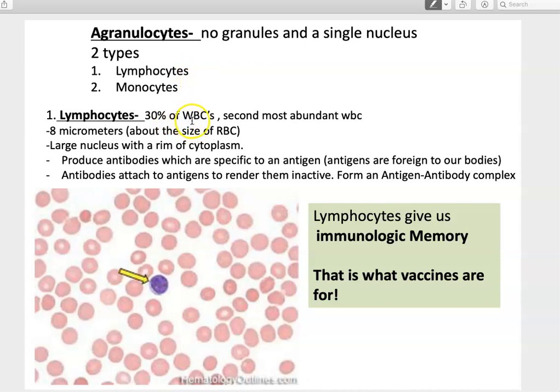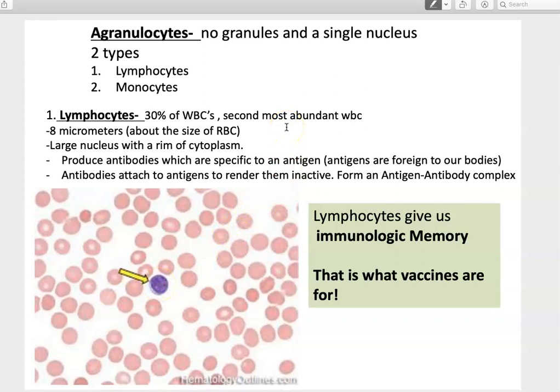About 30% of all white blood cells are going to be lymphocytes. They are small. Remember, a red blood cell was 7.5 micrometers. This is around 8. So these are going to be our smallest white blood cell. These guys have a huge rounded nucleus with a rim of cytoplasm. When we're talking about a rim, sometimes you cannot see the rim. Here is a lymphocyte. Here are our red blood cells. You can see it's just a little bit bigger than our red blood cell and has a tiny rim of cytoplasm, but a huge nucleus.